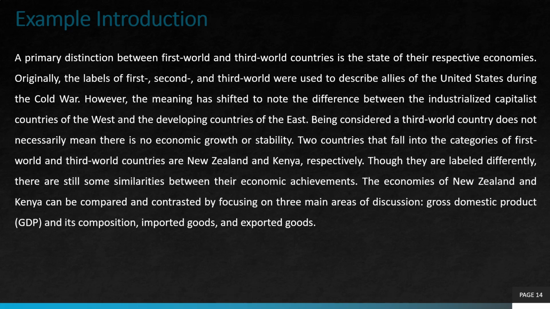Being considered a third world country does not necessarily mean there is no economic growth or stability. Two countries that fall into the categories of first world and third world countries are New Zealand and Kenya, respectively. Though they're labeled differently, there are still some similarities between their economic achievements. The economies of New Zealand and Kenya can be compared and contrasted by focusing on three main areas of discussion: gross domestic product and its composition, imported goods, and exported goods.